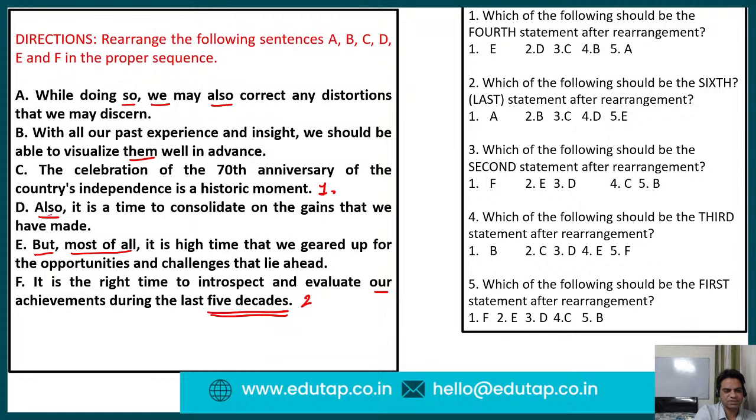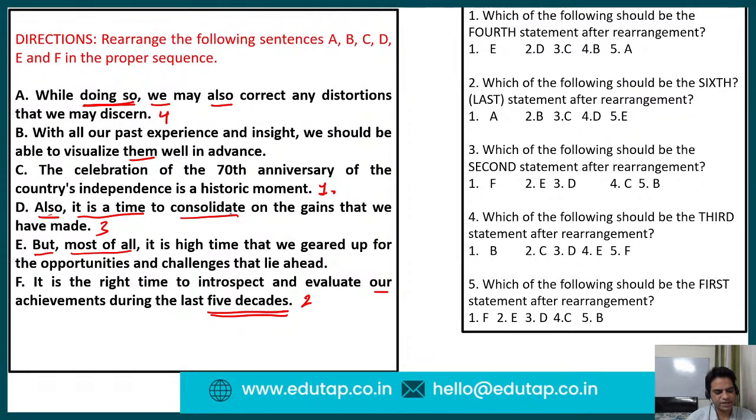So third sentence after this is also it is a time. So it is the right time and it is a time. That's the connection. So also it is a time to consolidate on the gains that we have made, right? So it is a time to consolidate on the gains, whatever we have achieved, whatever we have gained, we have to consolidate all that, right? And then fourth sentence should be A, while doing so. What did they mean by this? While doing so, while doing what? While consolidating. So that's the connection, guys.